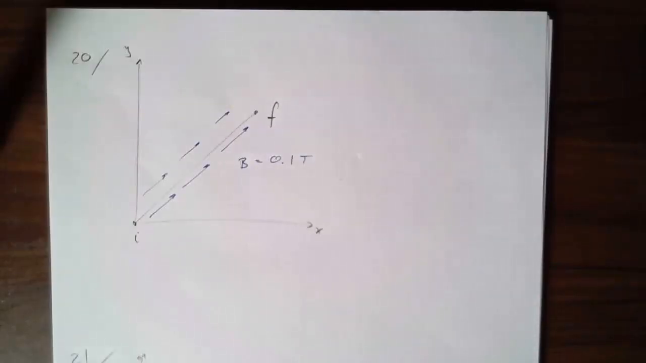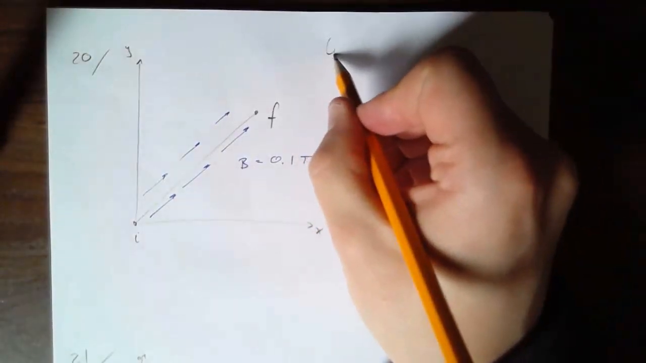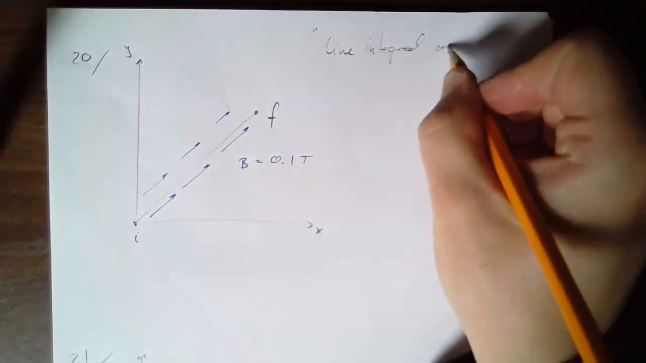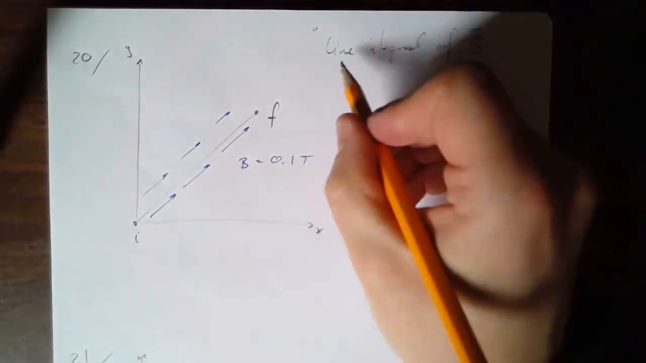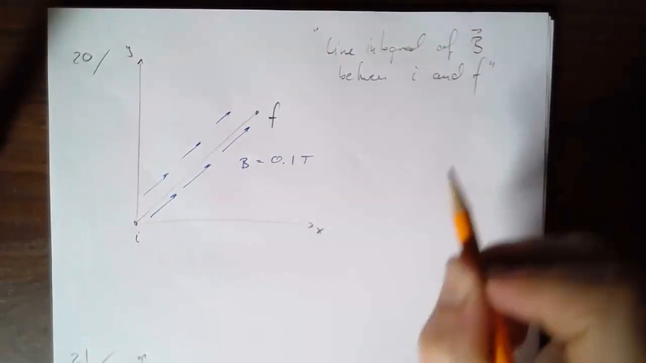Questions 20 and 21 are about evaluating line integrals. That is a concept you're going to be studying in full in one of the more advanced calculus courses, like multivariable calculus somewhere. But we're going to just get the basic idea here. What it's asking us to find is the line integral of B between the point I and f, initial and final. That is literally what it's telling us.